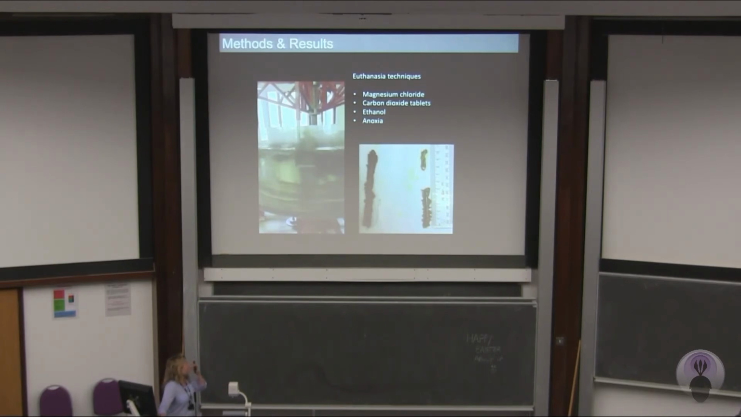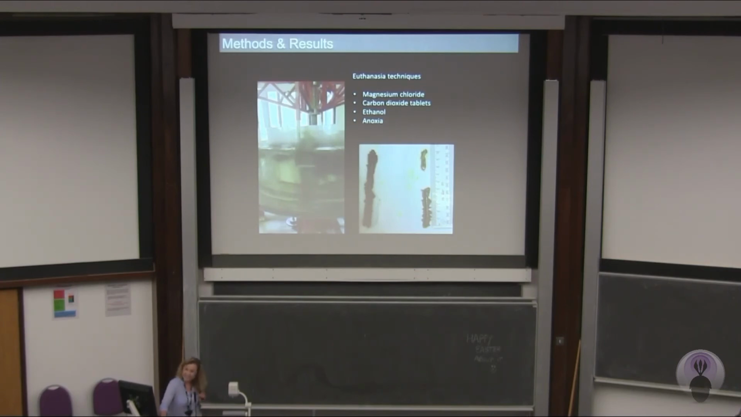So in the meantime, I've been experimenting with different euthanization techniques to see what works best in terms of basically not causing any harm to the polychaete worm, and I find anoxia is probably the best, although it does take some time for the poor thing to actually die.